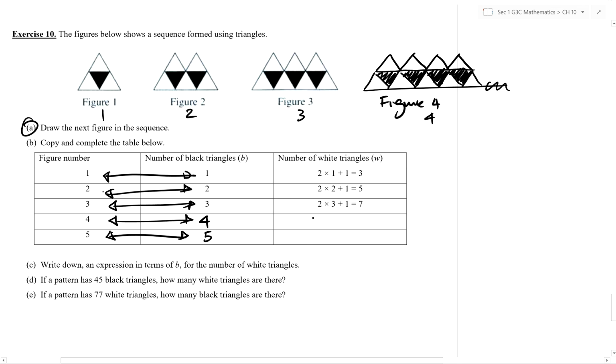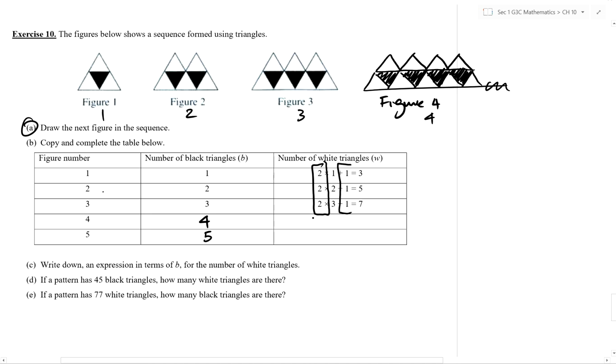Okay, so the number of white triangles, slightly more complicated. There are 2 rows. Now, here they are offering us a pattern. It is always 2 times of something. Then you always plus 1. 2 times of something plus 1. These are the constants. So we can safely go ahead and write now 2 times of something plus 1 equals 2.